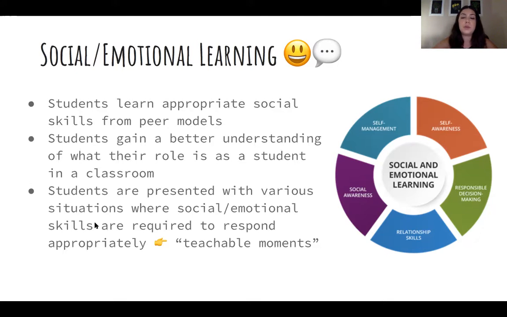Lastly, students are presented with various situations where social emotional skills are required to respond appropriately, therefore creating these teachable moments. So it ties back into this first point of teaching social skills. We try to teach all these social skills, but if our students aren't presented with the opportunity to use or practice them, they are going to lose them and they're not going to actually learn them in an organic manner. So if we present them with those opportunities in the setting where they are used, you can have more moments to teach them.